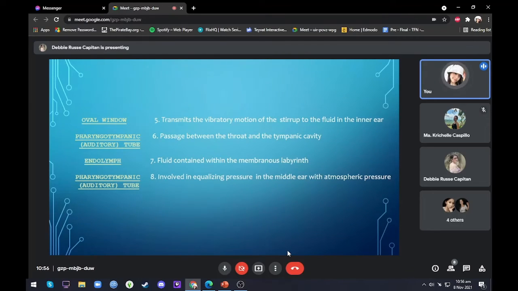Number 6, the passage between the throat and the tympanic cavity. Our answer is the pharyngotympanic tube.